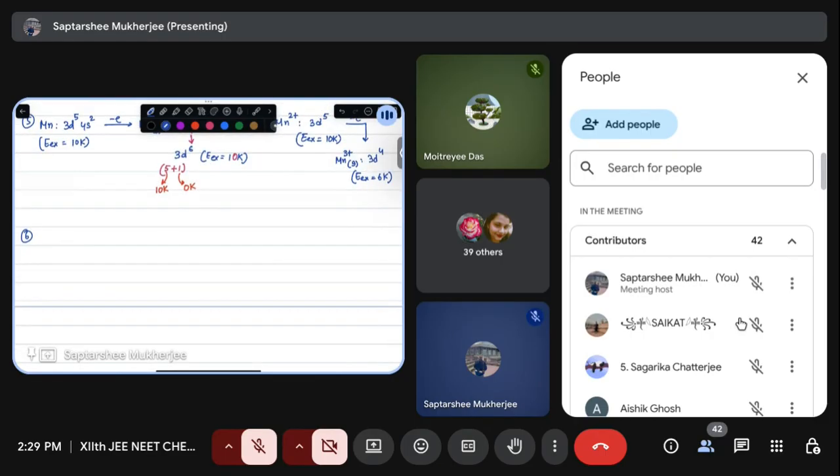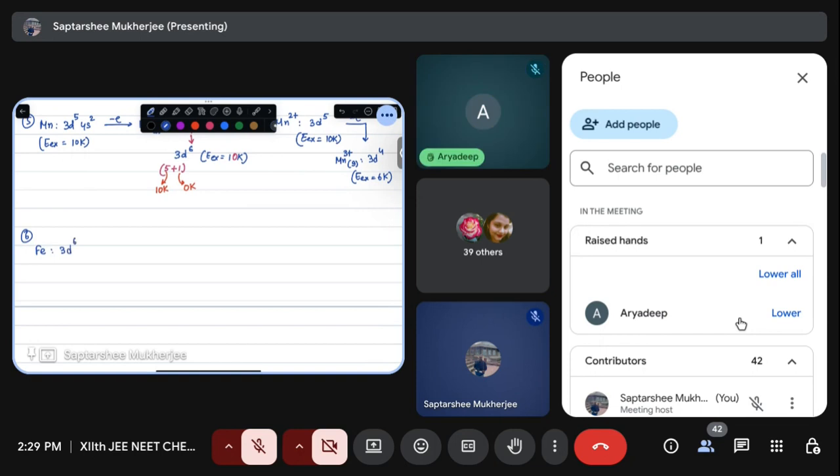Then after manganese, which one is coming? Iron. Iron is having which configuration, guys? Everyone? 3d6, 4s2, correct or not? Arjudeep, what is it? Tell, Arjudeep, tell.